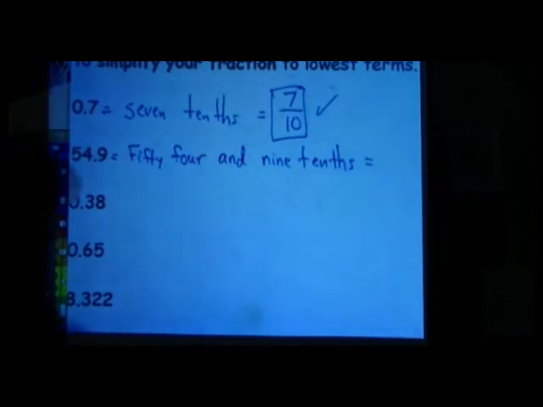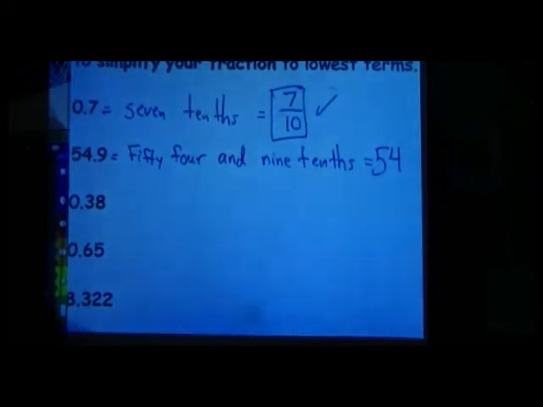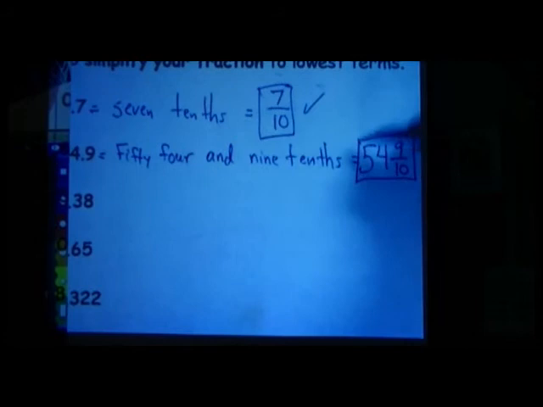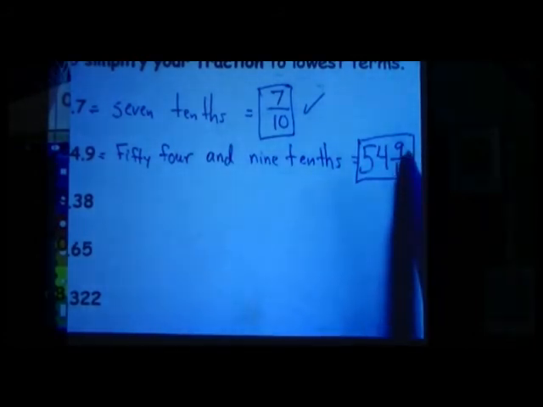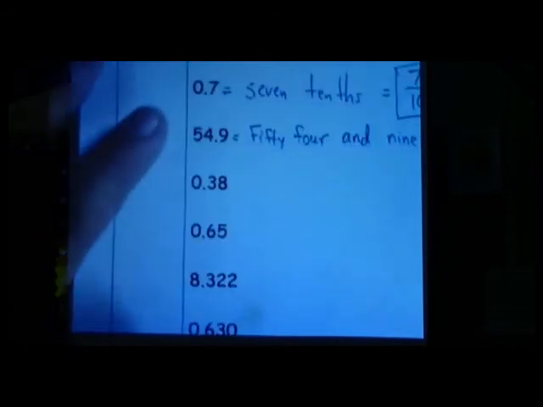54, that's a whole number, 54. So I'm just going to write it as a whole number. And then 9 tenths, that means 9 out of 10. So we actually don't end up with just a fraction, we end up with a mixed number. A mixed number is a number that has a whole number and a fraction that goes with it. And that's my answer. Again, I cannot reduce, I cannot simplify this fraction, because there is not a number that will divide 9 and 10 evenly. Okay? So now let's look at the next one.